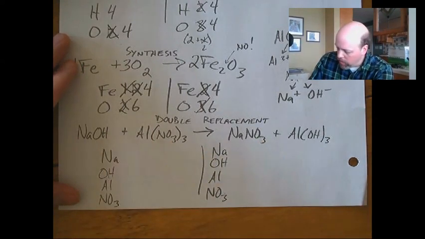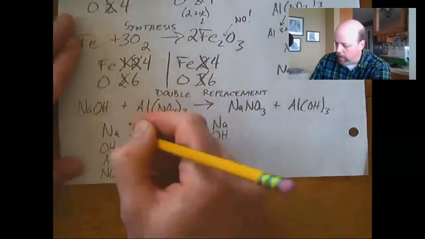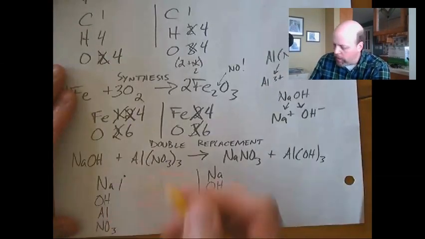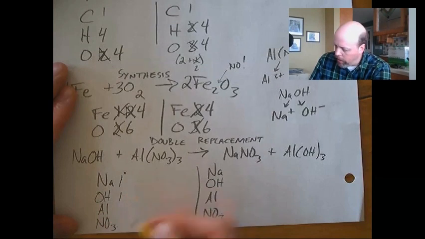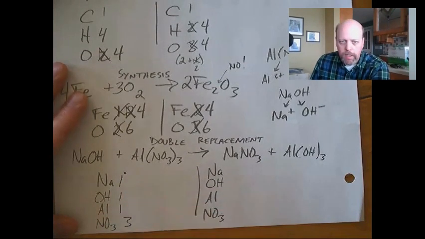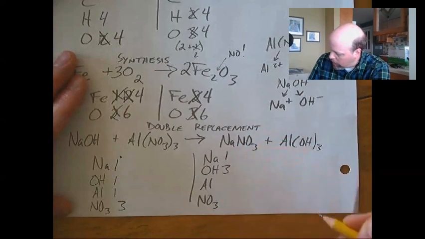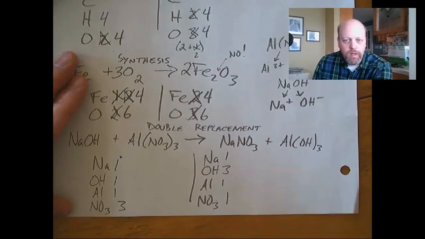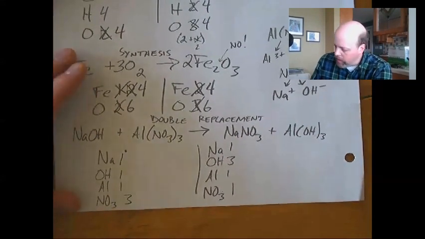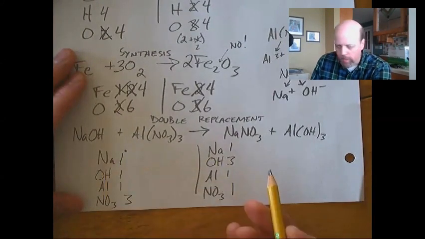It's much simpler to just count the number of ions of each kind. Right? Sodium ion, hydroxide ion, aluminum ion, and nitrate ion. And then we can just count them up on each side like that and balance it accordingly. So let's take a look. Sodium's already balanced, but hydroxide is not.